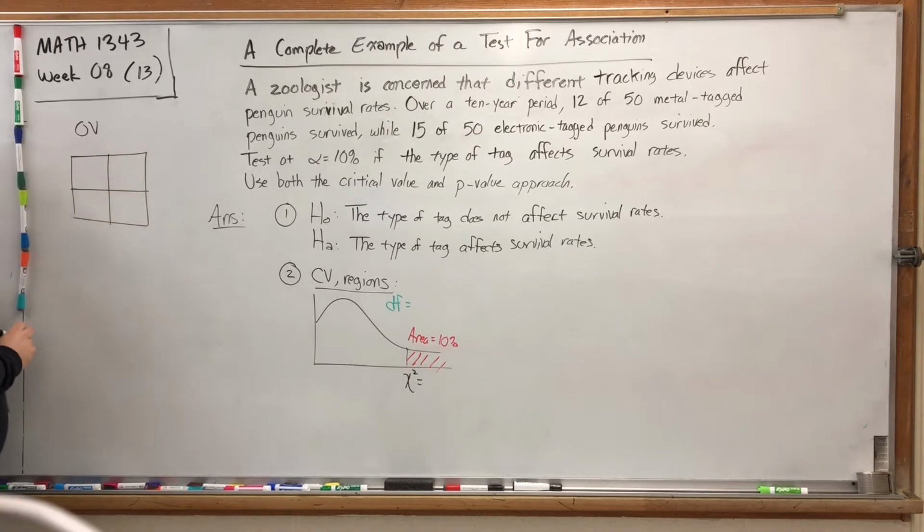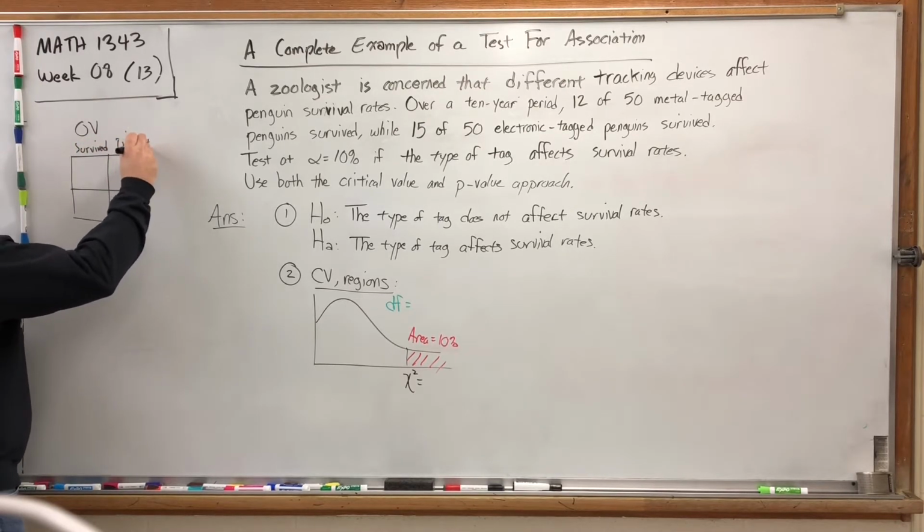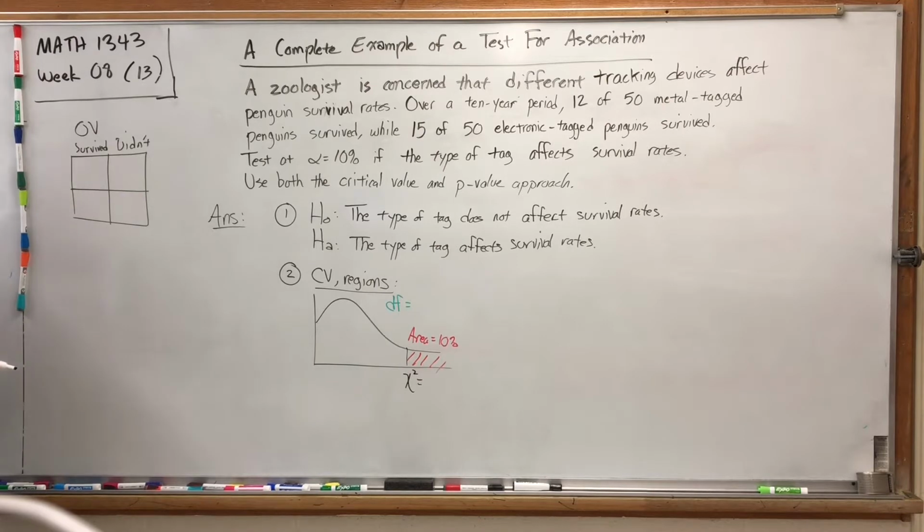Based on whether or not they survived or didn't, so we'll say survived and didn't, and based on whether or not their tag was metal or electronic. So let's see if we can process our numbers into here. Over a 10-year period, 12 of 50 metal tagged penguins survived. I got 2 numbers I can use. The second, 50, is the total number of metal tagged penguins.